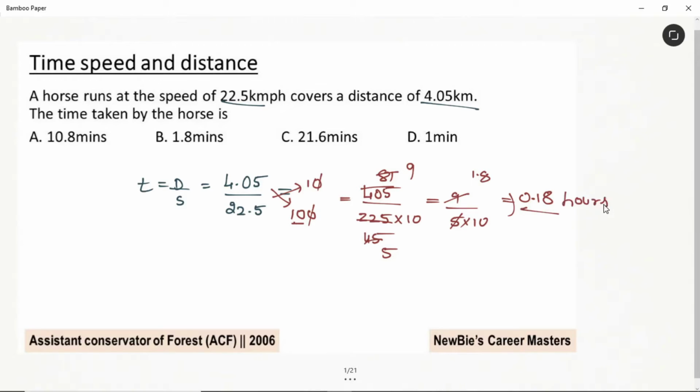And newbies, what you have to check here is, whatever the timing we got here, it's in hours, because the distance is in kilometers and speed is in kilometers per hour. That's why you will get the time in hours. But in the options, minutes are given. So what you have to do? You have to change this to minutes. How can we convert hours to minutes? Into 60. So 18 sixes are 108. I'll bring this 0 down here. Then after the point two numbers are there, just place the point here. So the final value is 10.8 minutes.